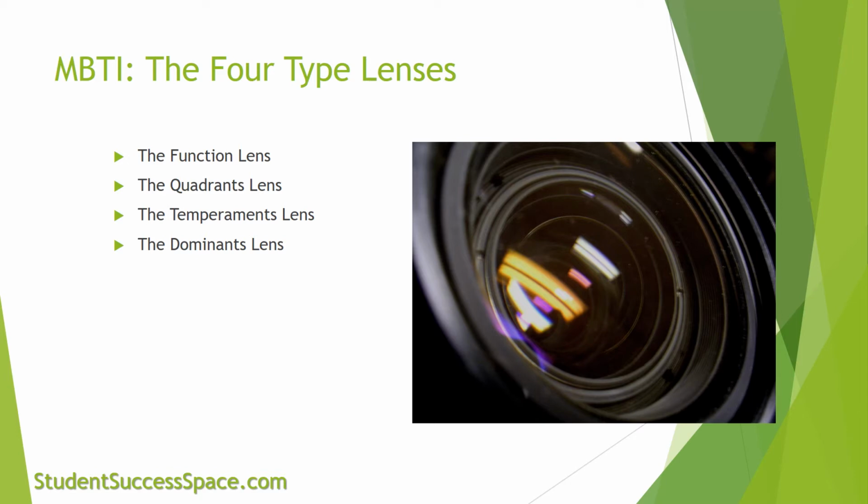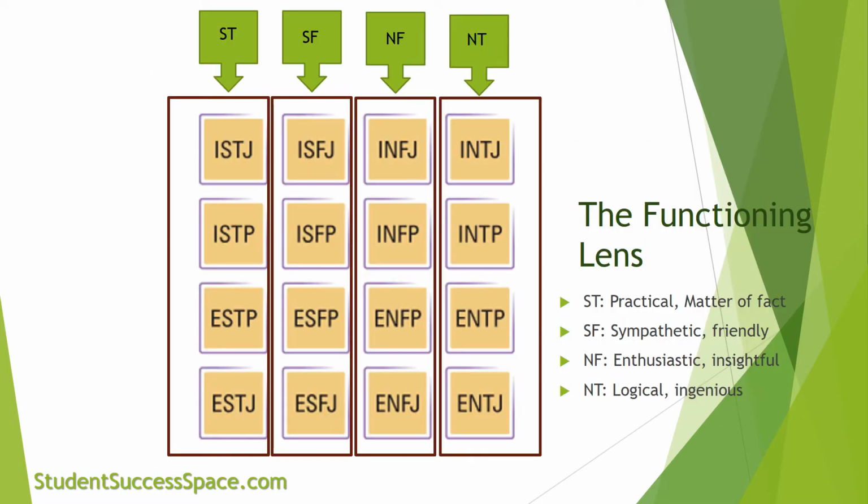We have isolated the 4 distinct MBTI lenses, and they're divided into subsets which contain types having 2 preferences or letters in common. The 4 lenses are the functions, quadrants, temperaments, and the dominance lens. The function lens is represented by the vertical columns of the type table. In these tables, you have ST, sensing thinking, SF, sensing feeling, NF, intuition feeling, and NT, intuition thinking.